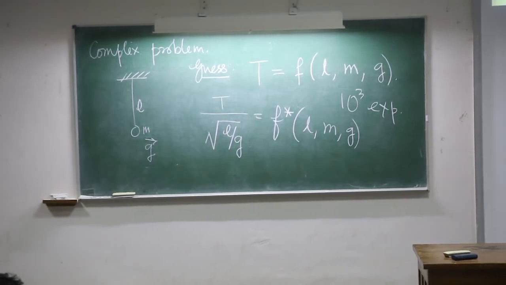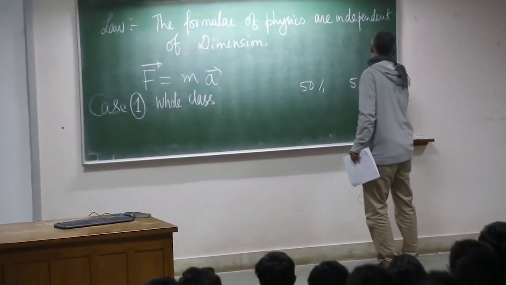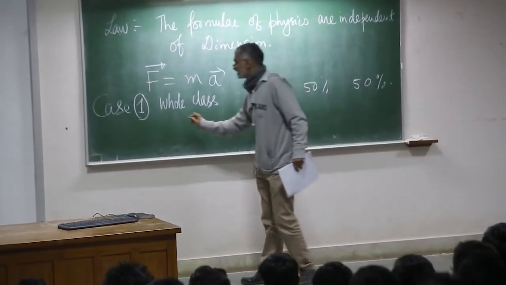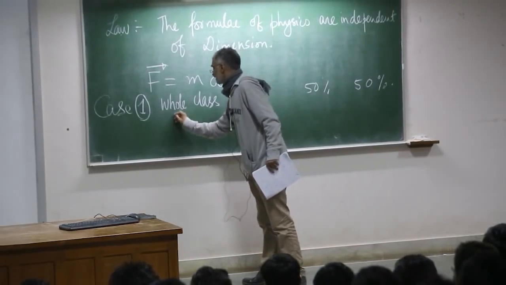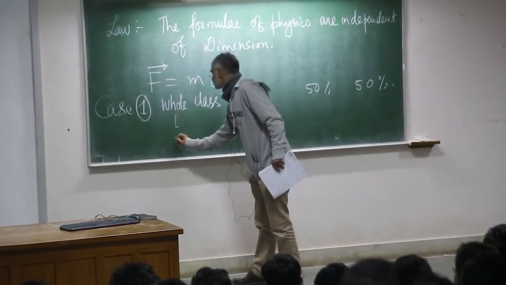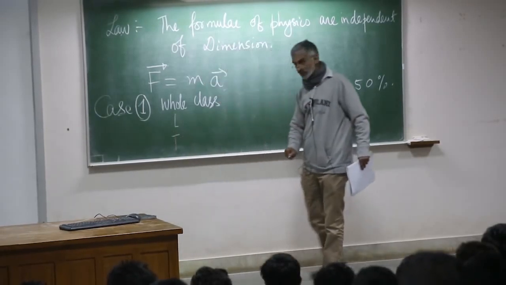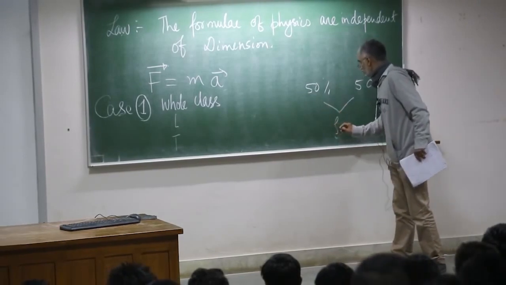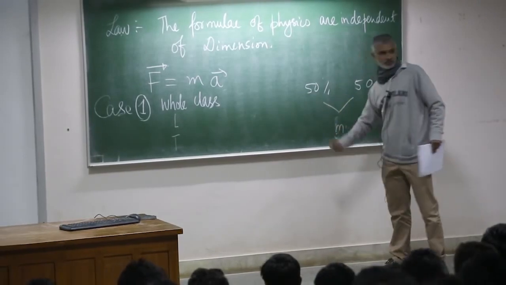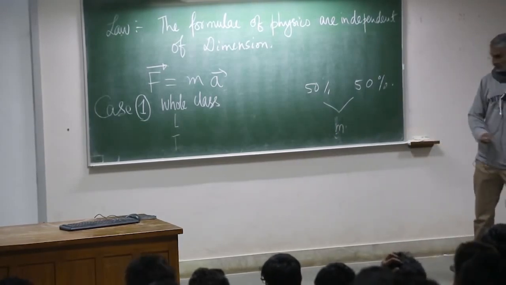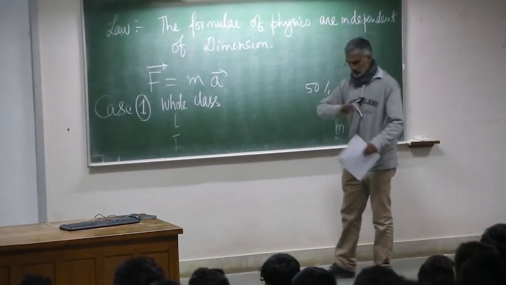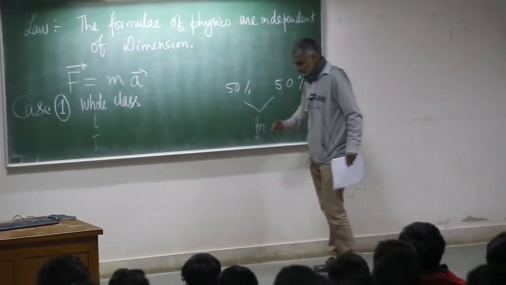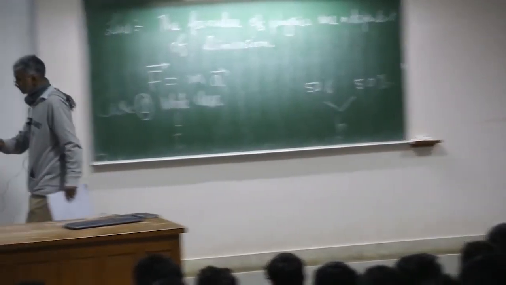Whole class, and then there's 50% class, and the 50% class. Everybody uses the same unit for length. Everybody uses the same unit for time, but for 50% of the class, there is a bifurcation in the units of mass. You got this? Everybody uses the same unit for length and time, but half the class has used a different unit for mass. So let's see what happens when they use the formula.